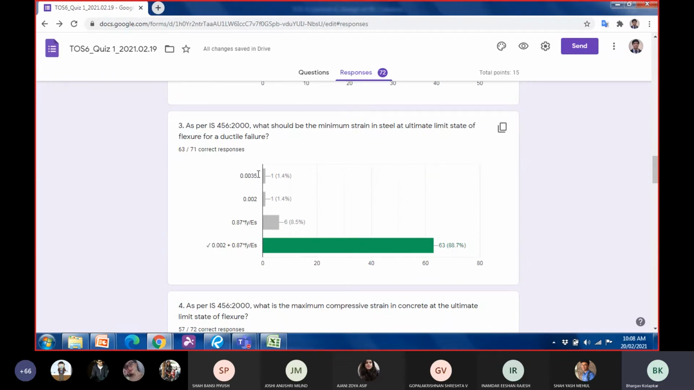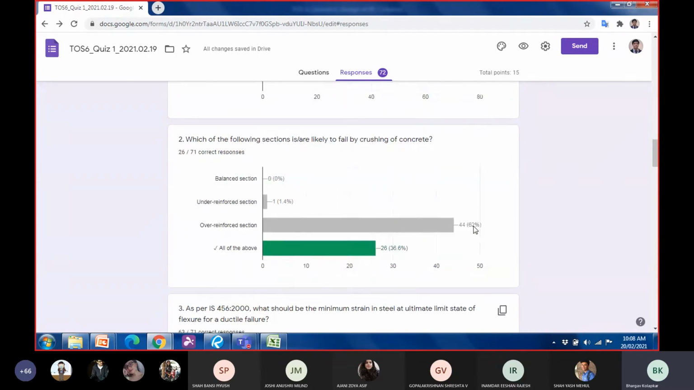But Bhargav, it didn't mention how do you know when it starts failing or what the end state of each section is. So some of us are confused. So the following sections are likely to favor crushing of concrete.